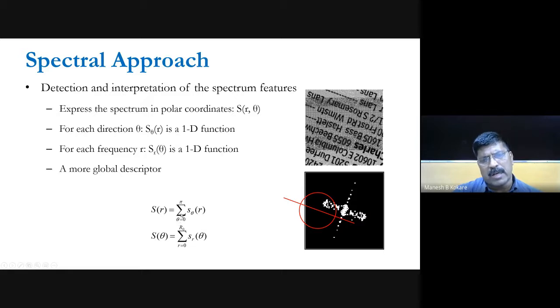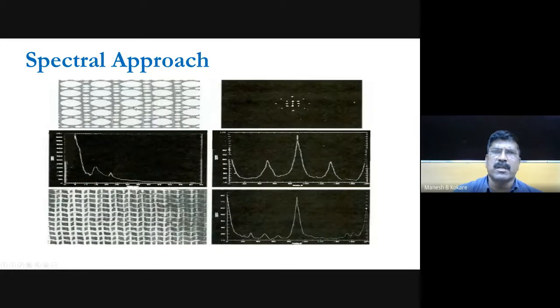S(r) is calculated as the summation over theta from 0 to pi of S_theta(r), and S(theta) is calculated as the summation over r from 1 to R0 of S_r(theta). From these two, you can calculate the two features from the Fourier spectrum. This is your original image, and you get the Fourier spectrum of this image, and from this spectrum you can calculate the two features this way. Here r is the radius and this one is the angle, so in polar coordinates, R and theta. So this is basically the spectral approach for the image.